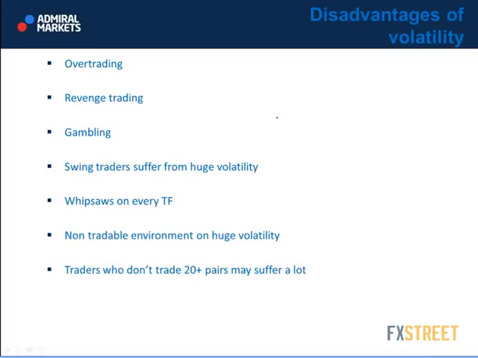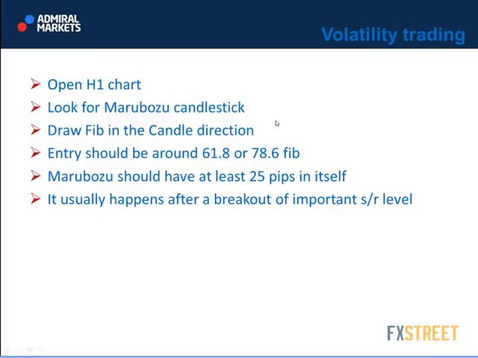I already talked about it, and now I will show you how to go with a volatility trade. This is how I do it, and this is how I teach people to trade on volatility. My style of trading is to do it only on the 1 hour chart, exclusively the 1 hour chart. Then you look for a Marubozu candlestick and draw Fibonacci in the candle direction. I will also show you on a real-time chart just after I finish with the slides.